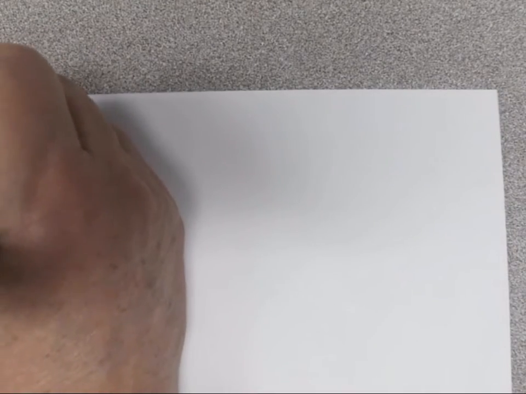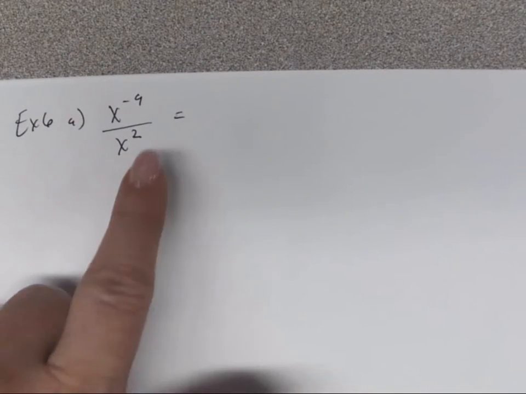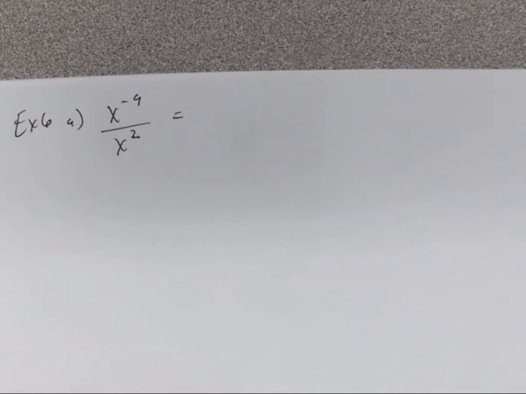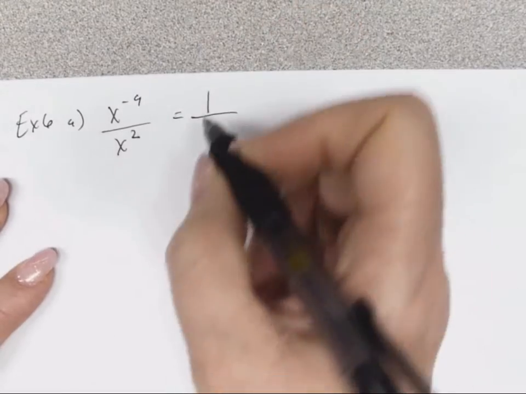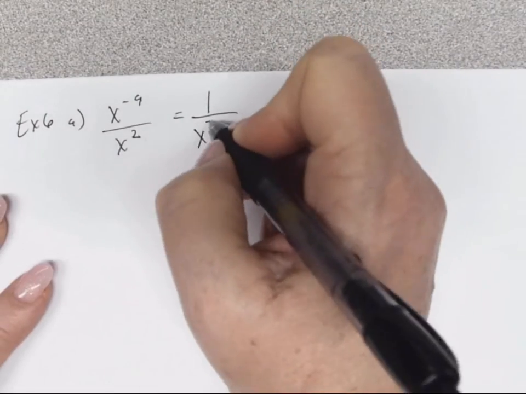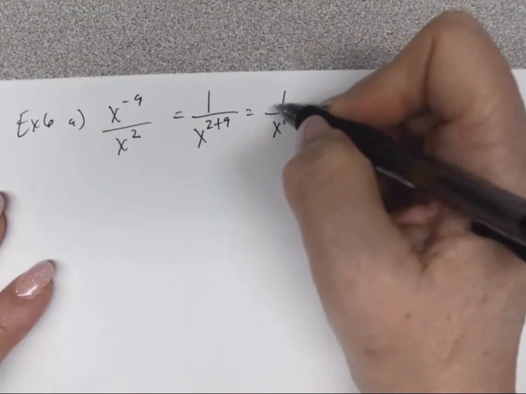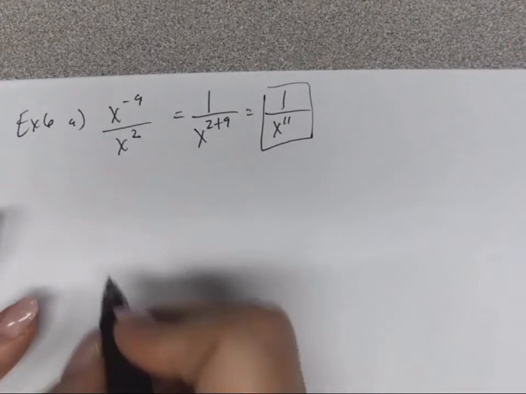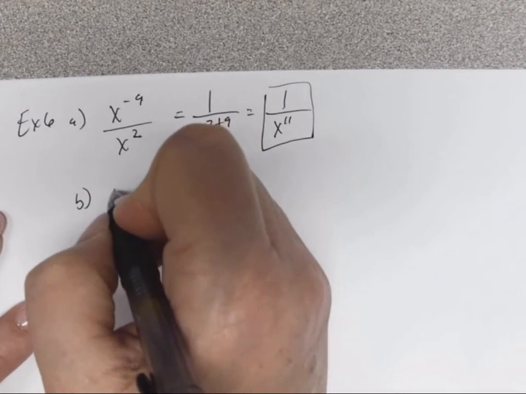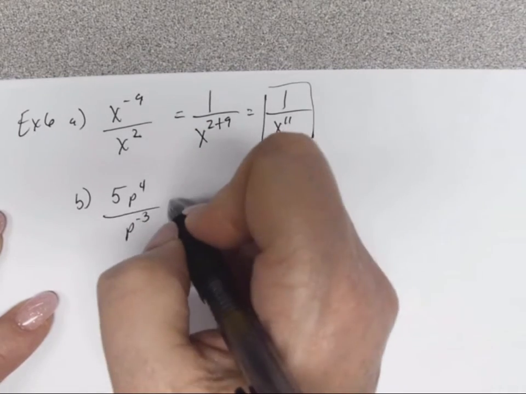We are on example 6. So we have x to the negative 9 over x squared. So again, you could bring the 2 up, and then you're subtracting it, getting a negative, and having to move it down. Or I can just see that the 9 is going to have to come down here to give me a positive exponent. So x to the 2 plus 9 will get us 1 over x to the 11th. And you're done.